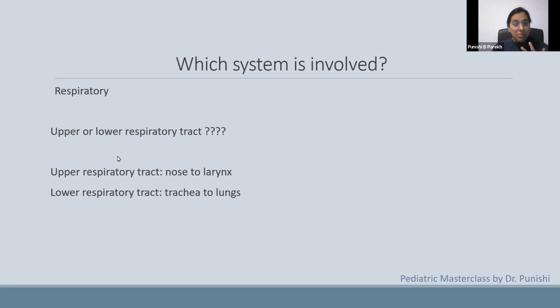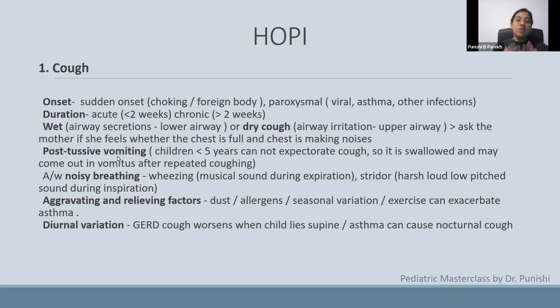It will also help us in localizing the lesion as to whether it's an upper or a lower respiratory tract, and will also give us insights into more specific details about what is the site of involvement, what is the type of pathology, and what exactly we are dealing with. So the first complaint that the mother gave was cough. How do we describe the cough in detail?